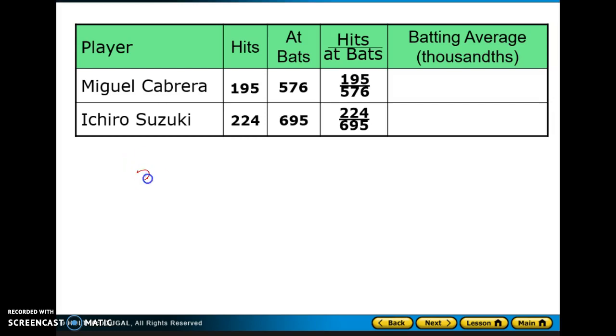576 divided by 195. I'm sorry, 195 divided by 576. This is my divisor, this is my dividend. So now I have to struggle with my long division because it's been so long. Problem like this, please bust out your calculator. No need to do it in your head. So this is going to go in 3 times.